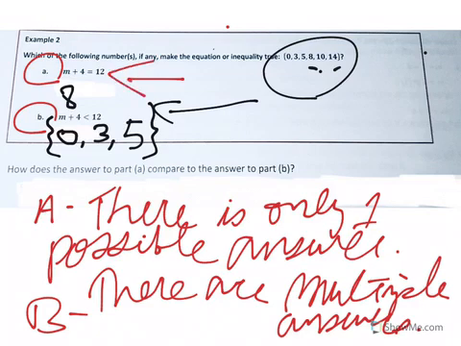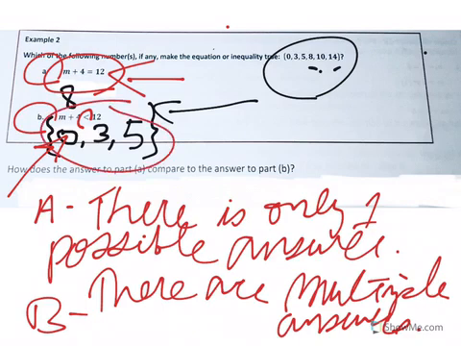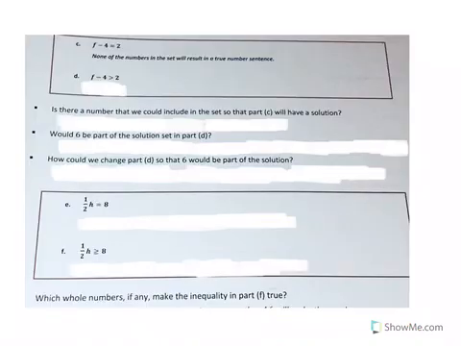Here we have an equation because it has an equal sign. Here we have an inequality because it has a greater than or less than sign. And so in this one, 8 is the only possible answer. In this one, 0 and 3 and 5 are possible answers, and that's only if we're counting the numbers in the set. There are a whole lot more answers that would also be correct. Okay, let's continue moving on here.